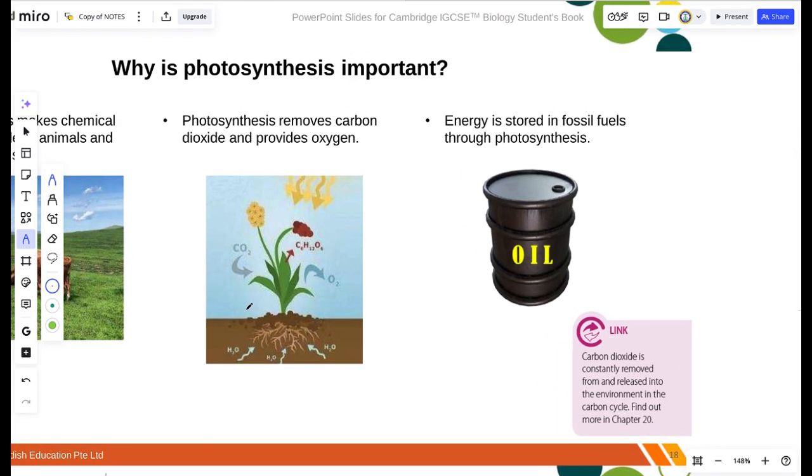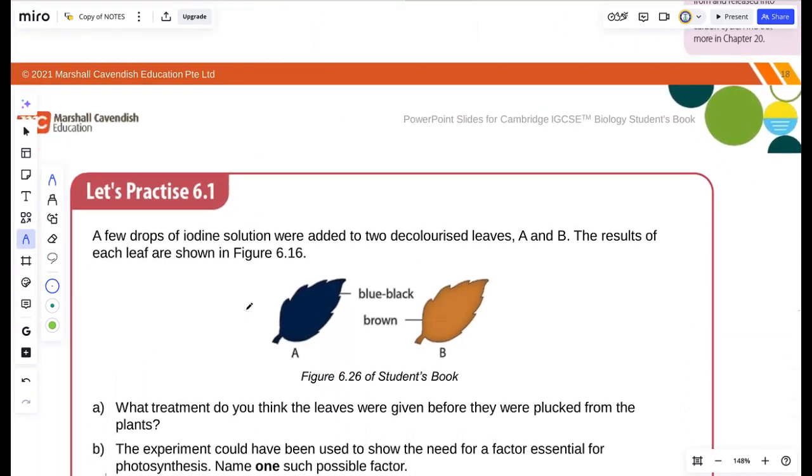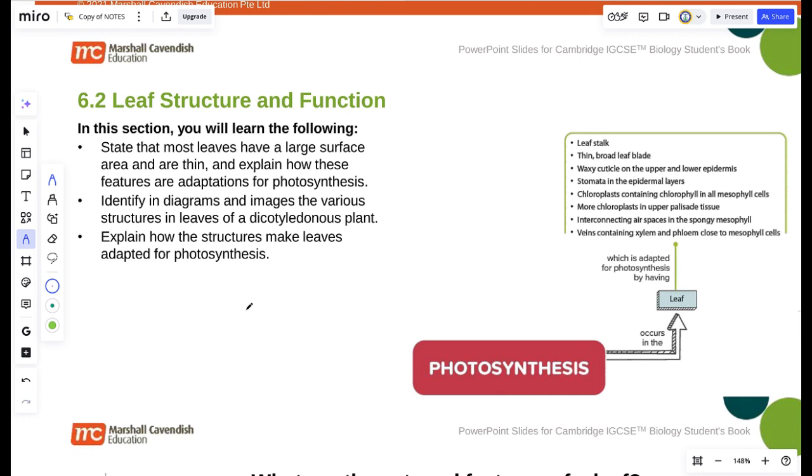Another importance of photosynthesis is that energy is stored in fossil fuel through photosynthesis. Through photosynthesis, the petrol we have comes about, because petrol is formed from the decay of plants and animals over thousands of years under the seabeds. Without photosynthesis, the plants will not be able to make energy or food that will be stored and eventually change to fossil fuel and oil. So photosynthesis helps in the manufacturing of the oil and petrol that we have today. So photosynthesis is super important. We cannot overemphasize the importance of photosynthesis.